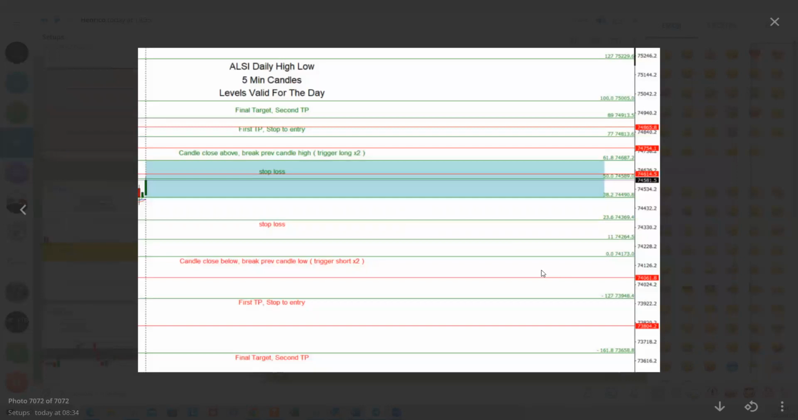On the ALSI daily high-low, currently between levels of 38.2 and 50. If you look at moving averages, 8 is above 21. That's indicating trend is up. So for now, we're looking for a candle close above the 61.8, break previous candle high to aim for the 77 first TP, 89 second TP, and stop loss being at the 50. Remember, guys, same rules apply with the red lines.